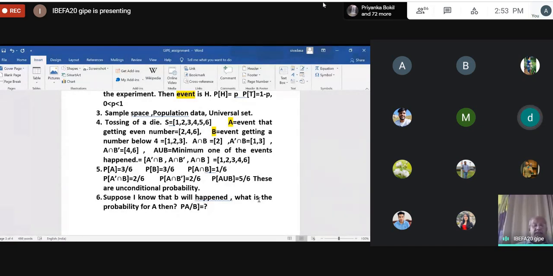Anybody? What is the answer? Probability of A intersection B upon probability of B. What is the answer? Probability of A intersection B divided by probability of B, which will give us 1 by 6 upon 1 by 2, so 1 by 3. This is called conditional probability.